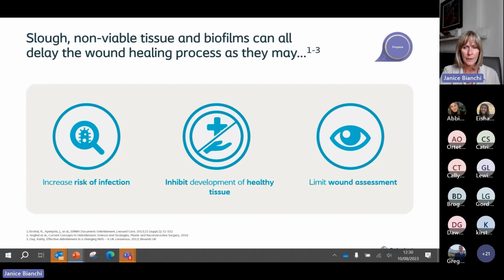We know now with the increased knowledge in wound care that slough and non-viable tissue and biofilms, which we'll go into in a minute or two, can delay the wound healing process because they can increase the risk of infection, inhibit the development of healthy tissue, and they limit your ability to assess the wound.